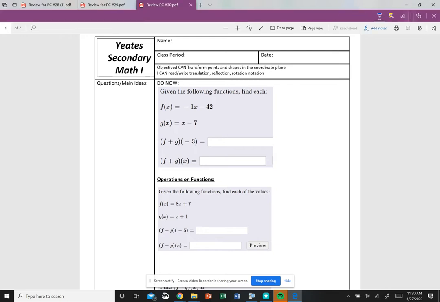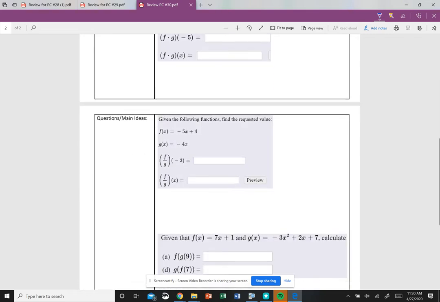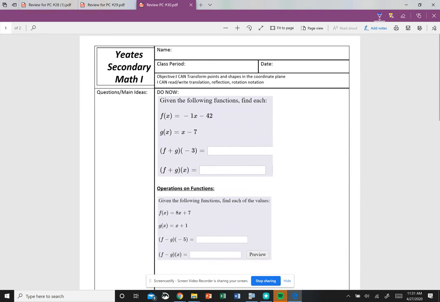Okay, cool. So we're going to start now. We're just going to be adding, subtracting, multiplying, dividing, and then doing composition of functions. We're going to have composition with just numbers, and then composition of functions with variables, okay? So you've got this. I know you do. I believe in you. I love you. You're wonderful.